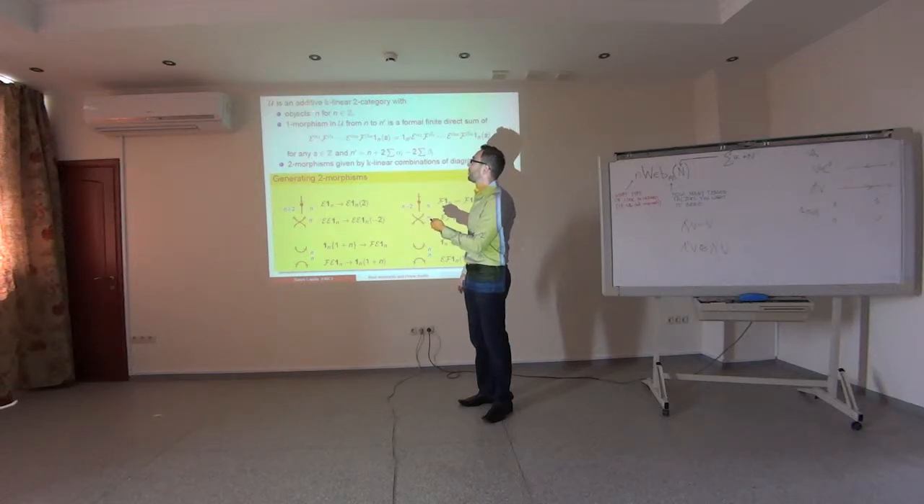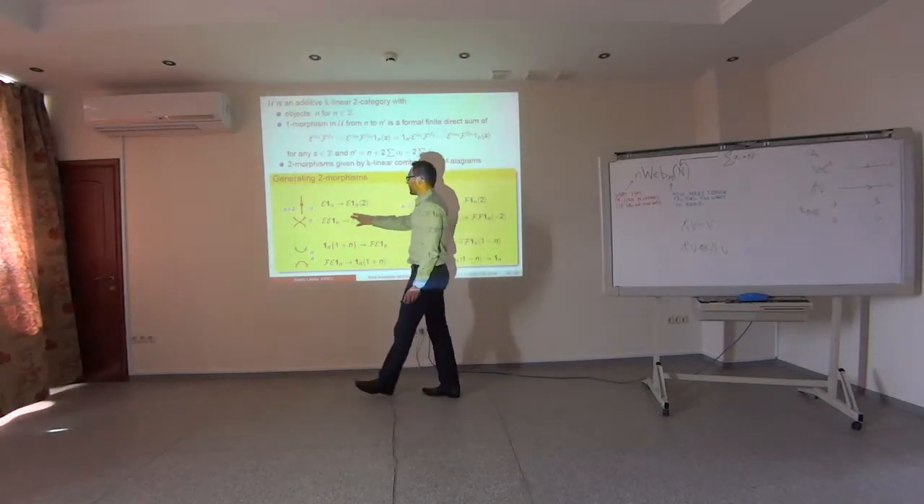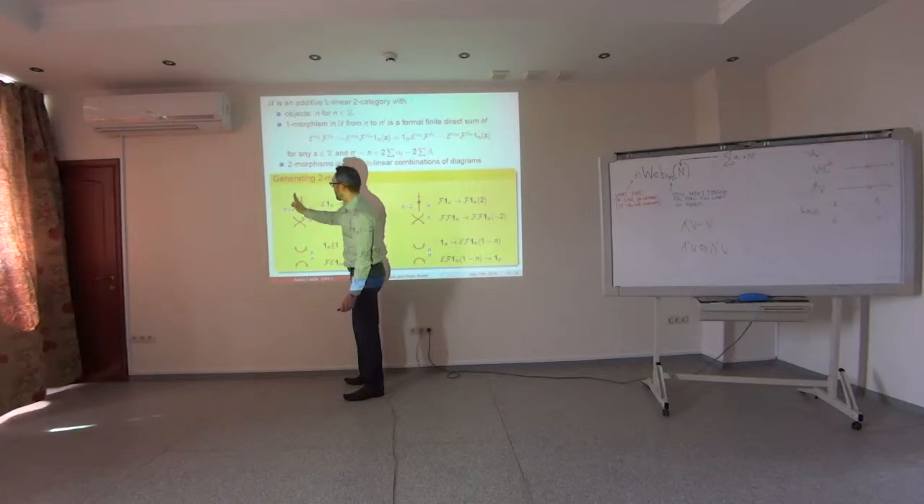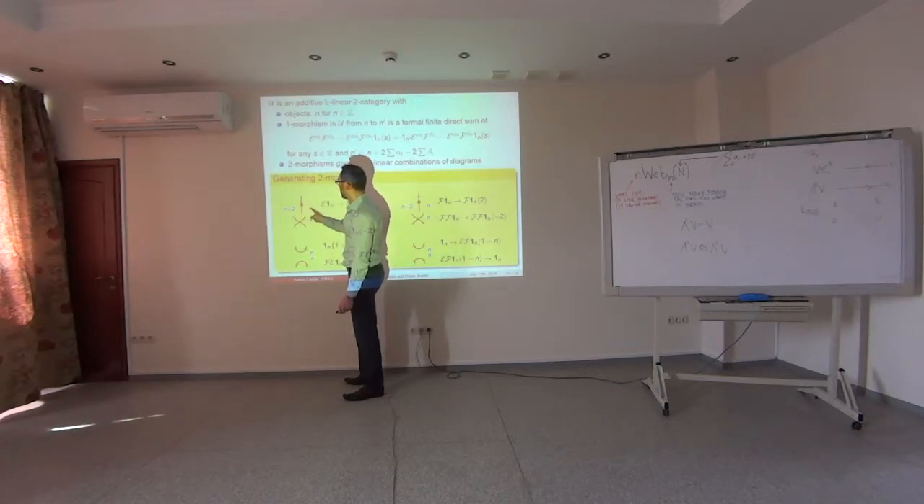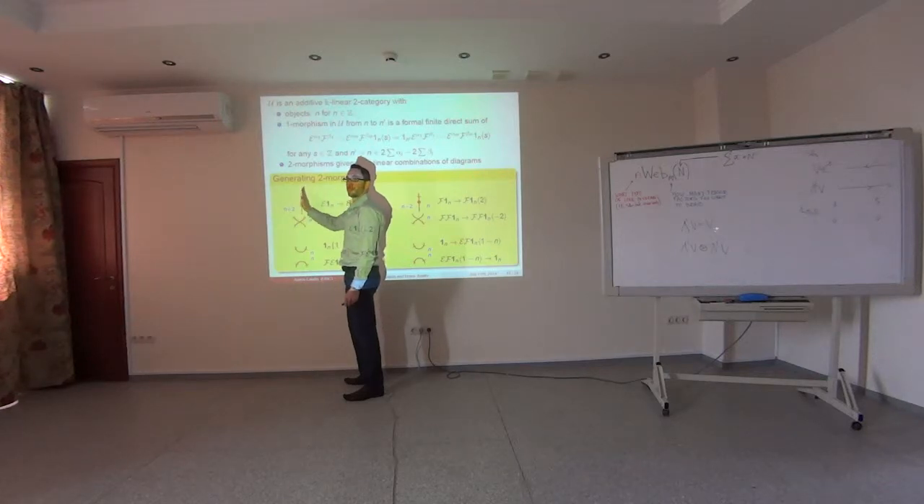Objects are weights, morphisms look like quantum group guys, and the two-morphisms are something new that we haven't seen before. So this picture tells me, as I go from right to left, that this upward arrow is taking me from weight n to weight n plus 2. So that's why an upward arrow is like an E.